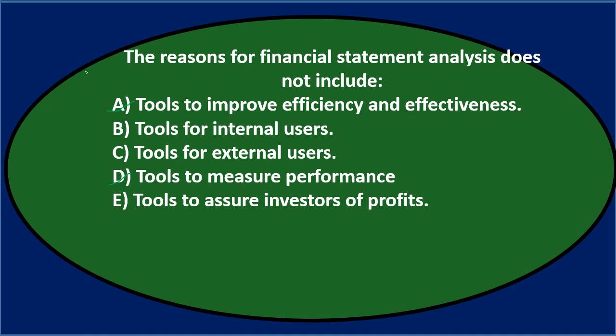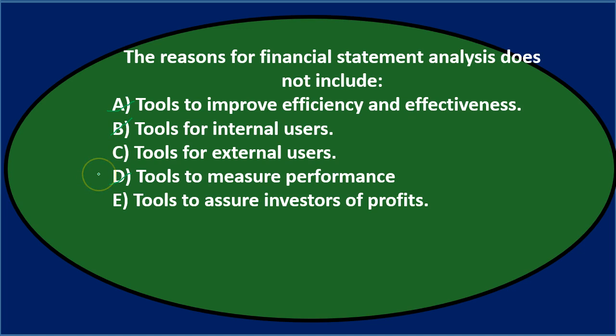The reason for financial statement analysis does not include either tools for internal users, tools for external users, or tools to assure investors of profits. Now, of these, notice that A and B relate to B and C as well. A and D can relate to it. A says tools to improve efficiency and effectiveness. You would usually think that would be done by management, which would be an internal user, so these two are similar. D says tools to measure performance. That might be done by internal or external users. So I think it can't be A and B, since they seem to indicate the same thing. So I think that's not it.